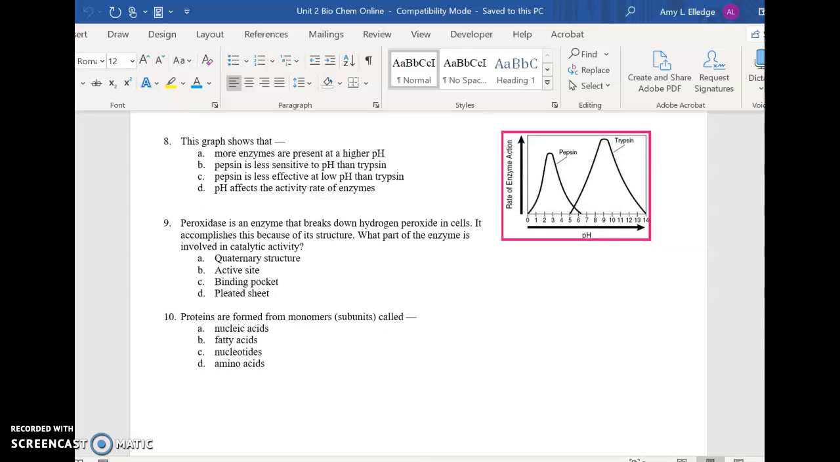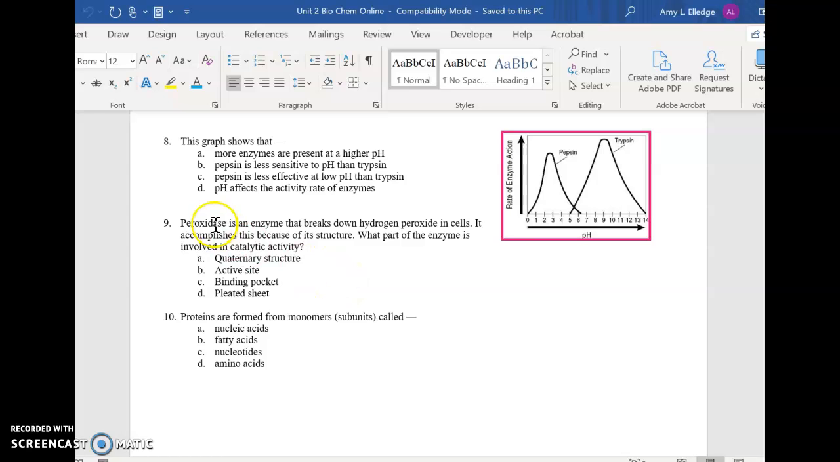Number 8, this graph shows that more enzymes are present at higher pH. Well, if we look, we got 2 enzymes, pepsin, trypsin, right? Are there more of them at the higher numbers? No, that makes no sense. Pepsin is less sensitive to pH than trypsin. Well, that doesn't really tell you that either, does it? Pepsin is less effective at low pH. Well, actually, at the low pH, pepsin is the only one that works. pH affects the activity rate of enzymes. Of course it does. So that should be D.